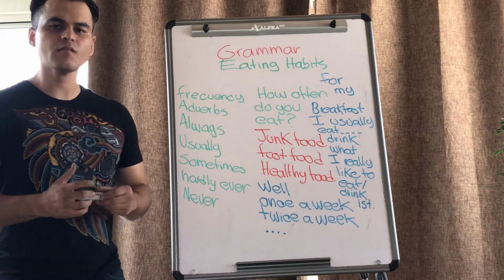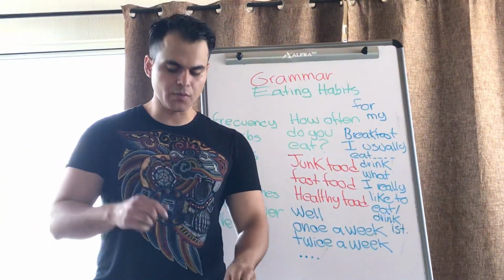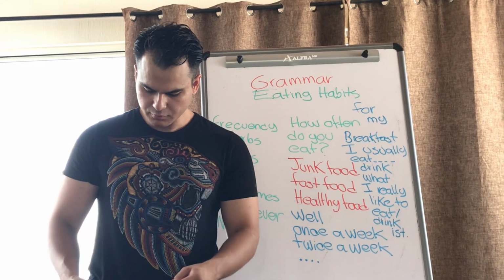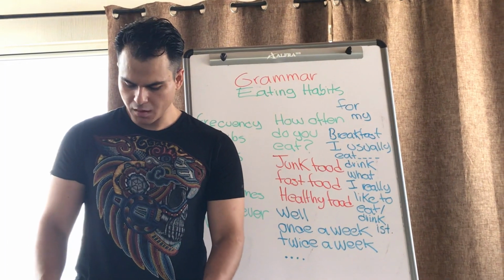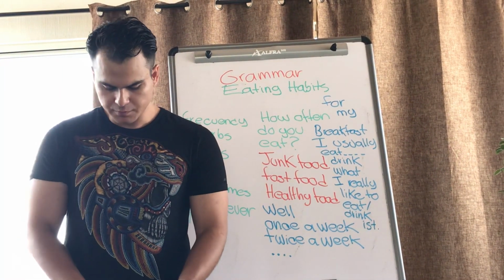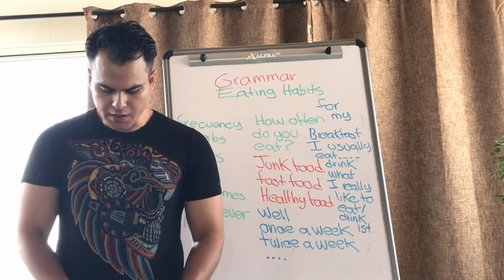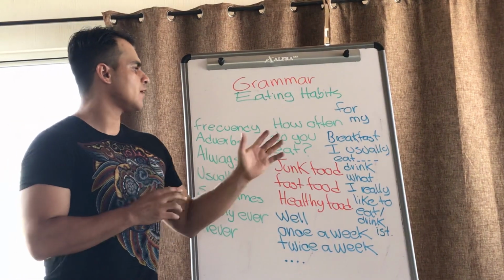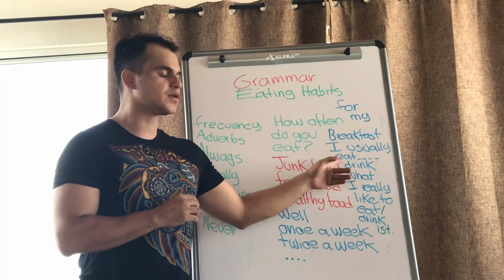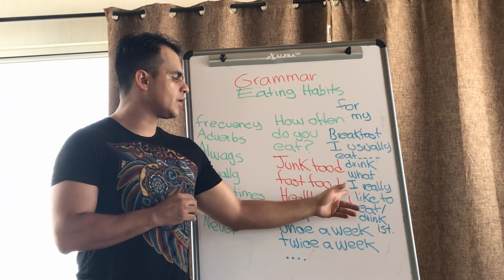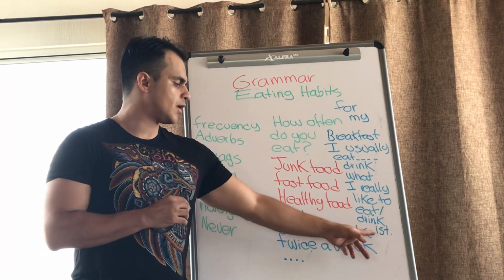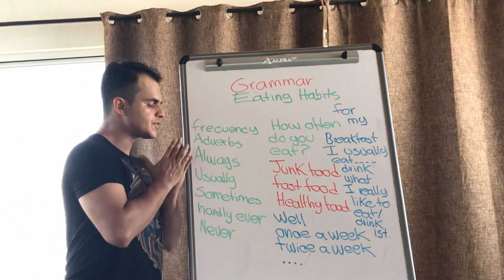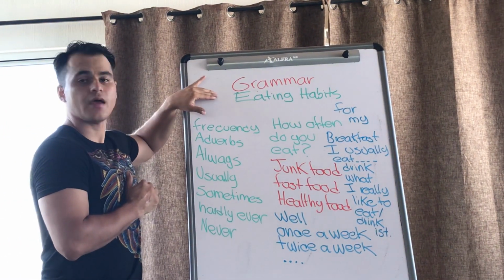For example, let's go check that in our book, alright? On page, let me see which page it will be. We can also use "I usually". For my breakfast, I usually eat, drink. What I really like to eat, to drink is, and we just have to use the vocabulary. We can use the frequency adverbs when we want to talk about our eating habits.